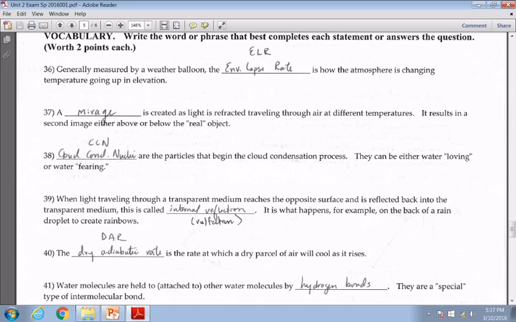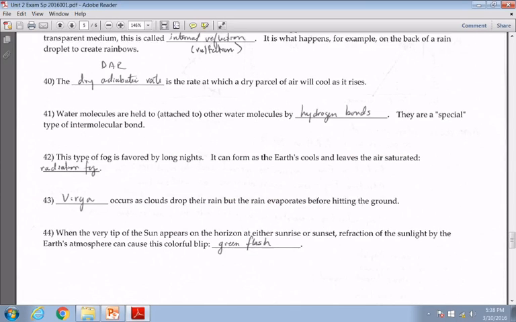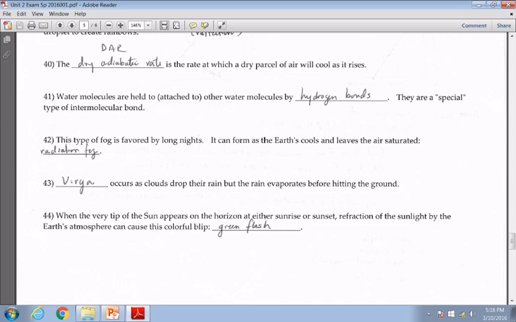Question 40, the dry adiabatic rate is about 10 degrees Celsius for every kilometer that a chunk of air is forced to go up. It's going to cool because it expands. That's the dry adiabatic rate. I was after hydrogen bonds for number 41. They're a type of intermolecular bond, but a special type of bond, joining water molecules. Other matter has hydrogen bonds, like alcohols have hydrogen bonding too.